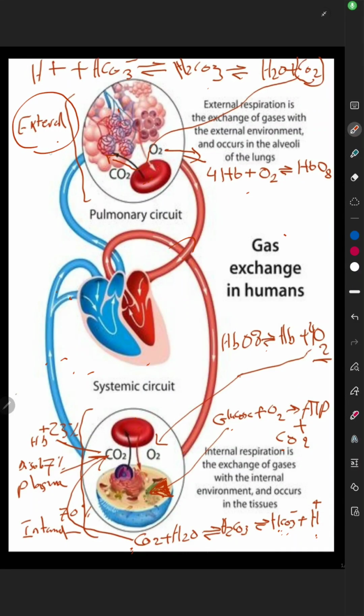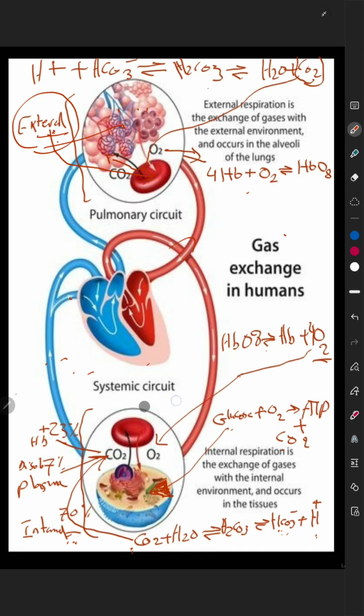Types of respiration: we have external and internal respiration. What do you mean by external? External means the exchange of gases which happens between your blood and your lung, or we can say between your blood and the alveoli, or the blood and the atmosphere. What about internal respiration? Internal happens between your body cells and your blood.